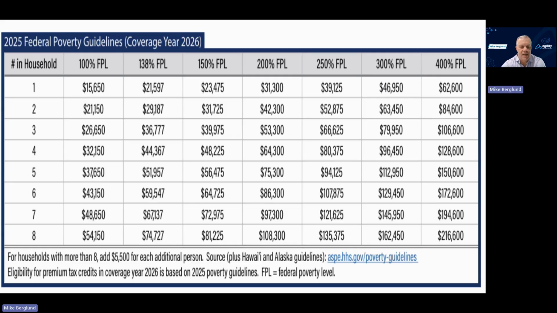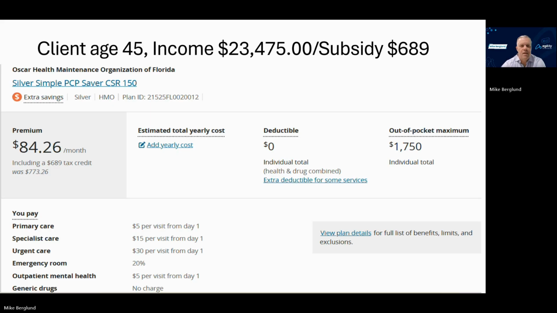So let's take a look at this client. This client is 45 years old. Their income is the top of the 150% of the federal poverty level, which is the 94 AV. So we're at $23,475. Their subsidy is $689. So this is in Miami. It's an Oscar Health plan. It's a silver plan. It's going to cost the client $84.26 a month. Their tax credit is 689. It used to be 773.26.